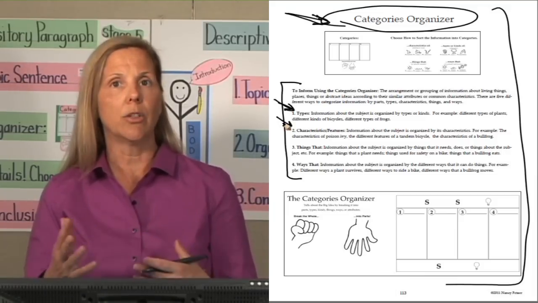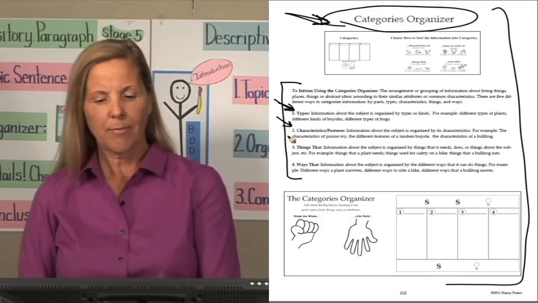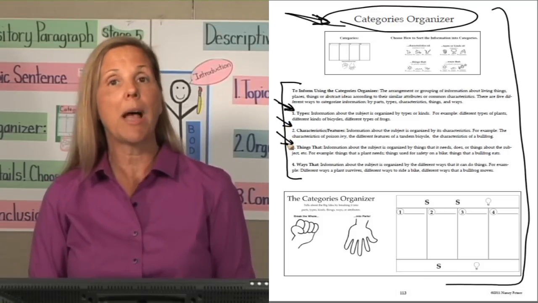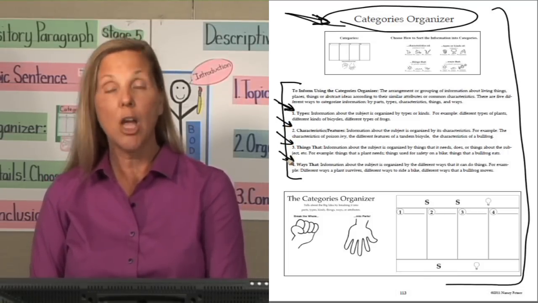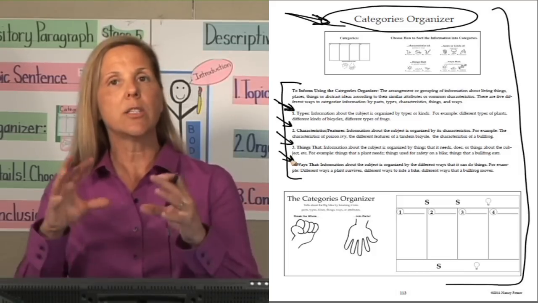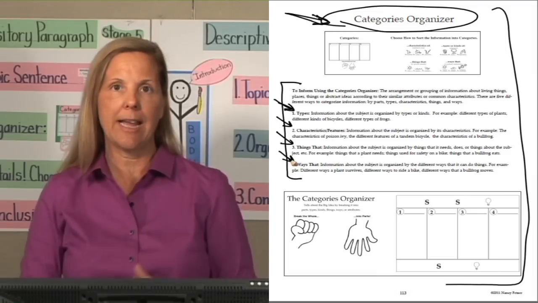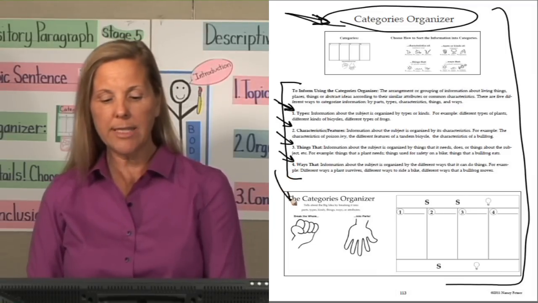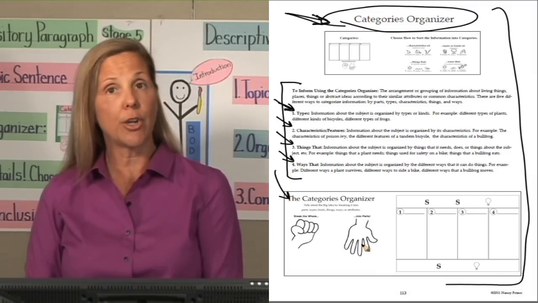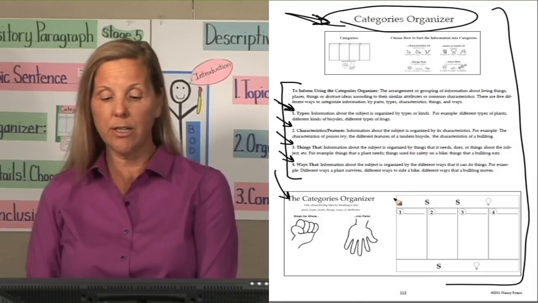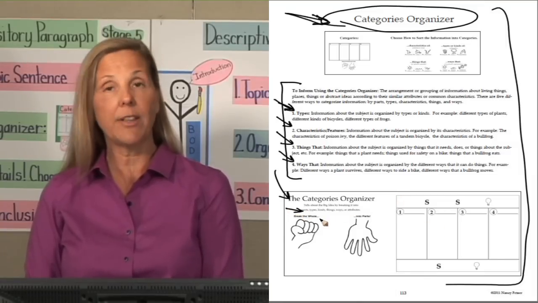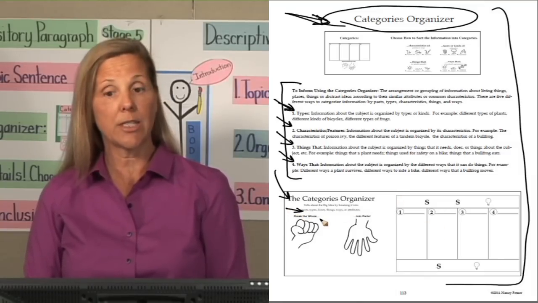So the colors or the sizes. Or things, you can organize by things, or you can organize by ways. These are different ways to take information and sort it into categories. Below is that at-a-glance chart. Here's your hand signal, here's the organizer, and then also a definition of what the categories organizer is.